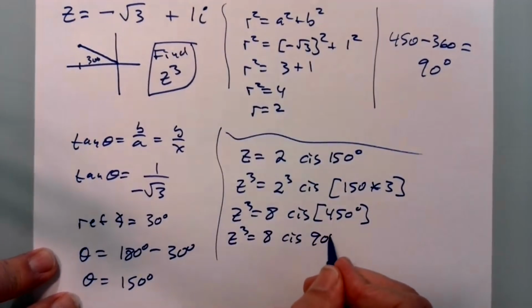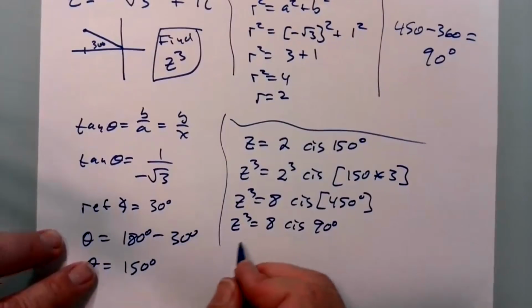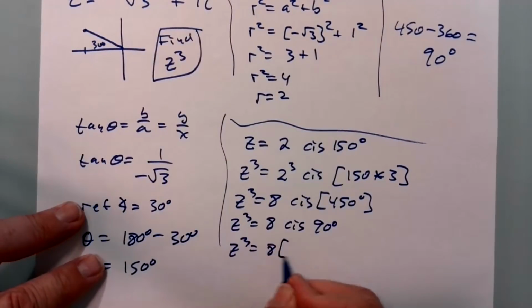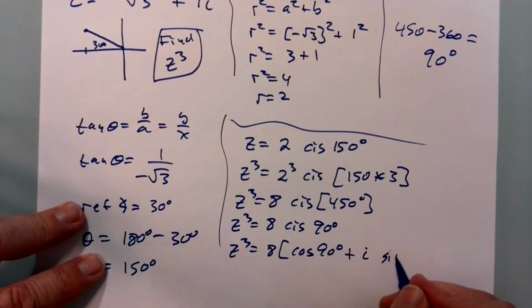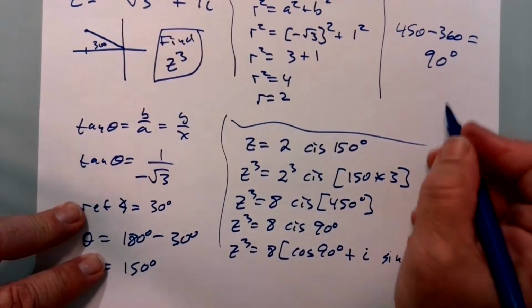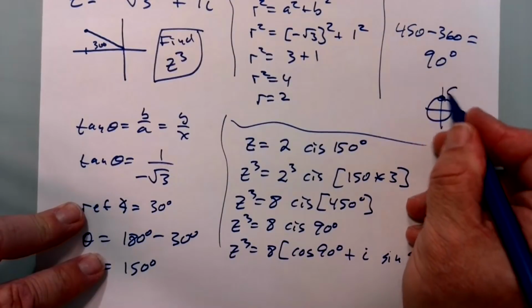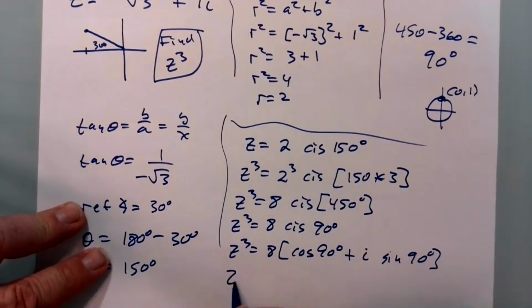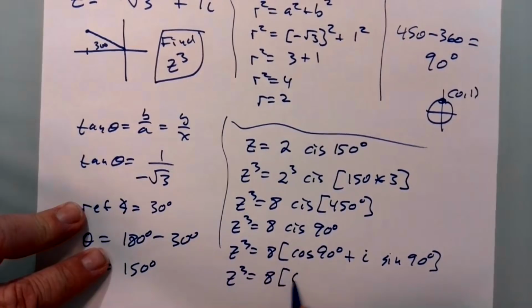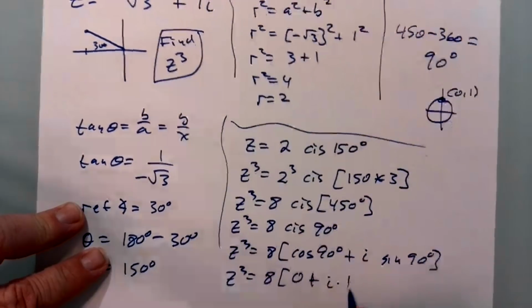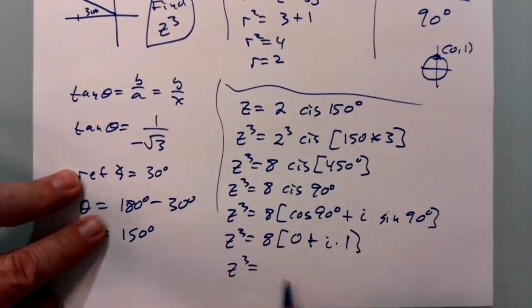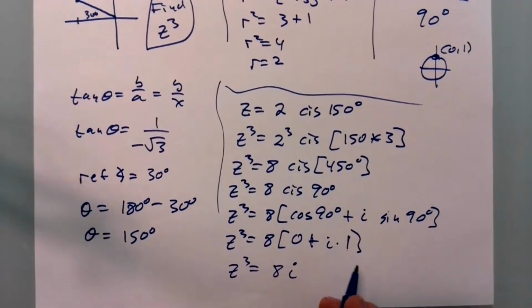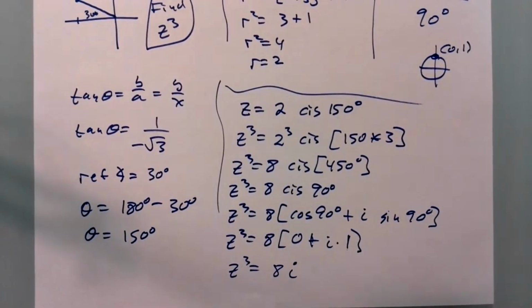We've seen this many times today. What does that mean? That means Z cubed is 8 cos 90 degrees plus I times the sine of 90 degrees. Again, our favorite thing of the day, 90 degrees is here. Cosine is 0, sine is 1. We get Z cubed is 8 times 0 plus 1 times I. So my answer is Z cubed is 8I.